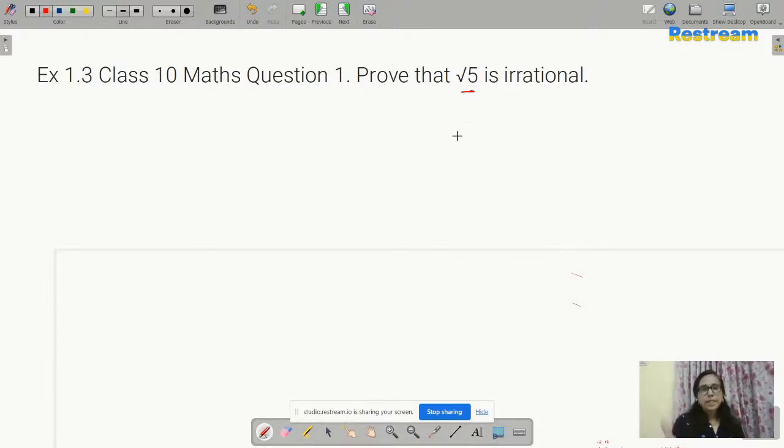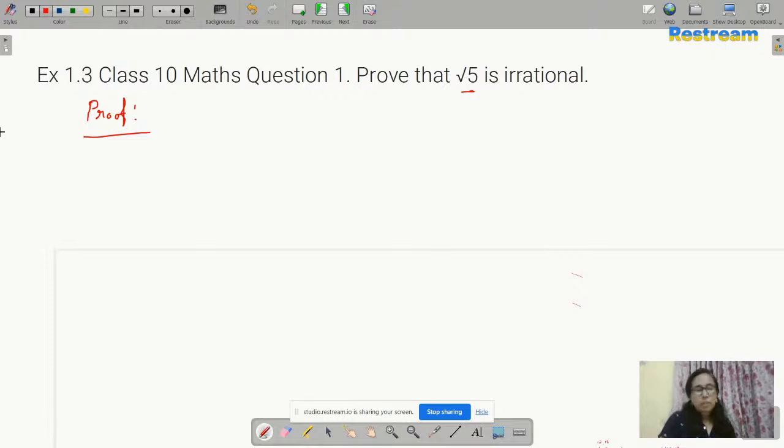The method says, what is this method actually? First we will assume that it is rational. Root 5 is rational. So if root 5 is rational, we can write root 5 in a by b form, that is p by q form. Normally we use p by q form, where p and q are integers and q is not equal to 0. So in the same way I have to start. Okay, proof. Just say this proof.